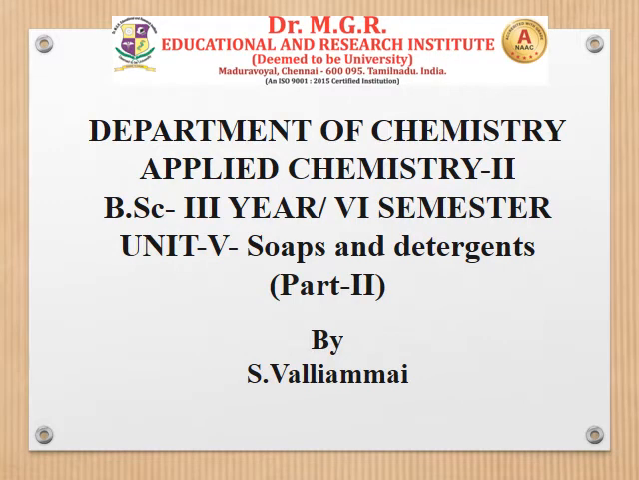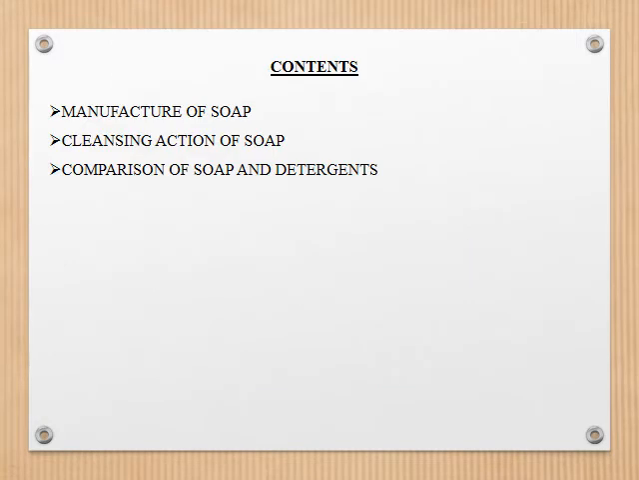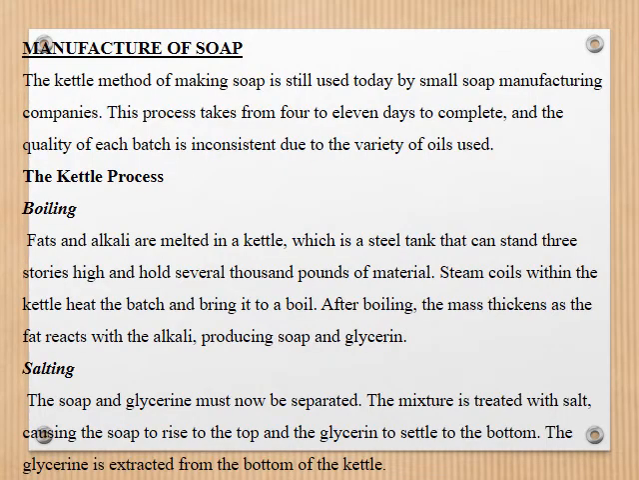Now we'll move on to the same Unit 5, soaps and detergents, and it is Part 2. In this we are going to see the manufacture of soap, the cleansing action of soap, and comparison of soap. First we'll move on to the manufacture of soap.